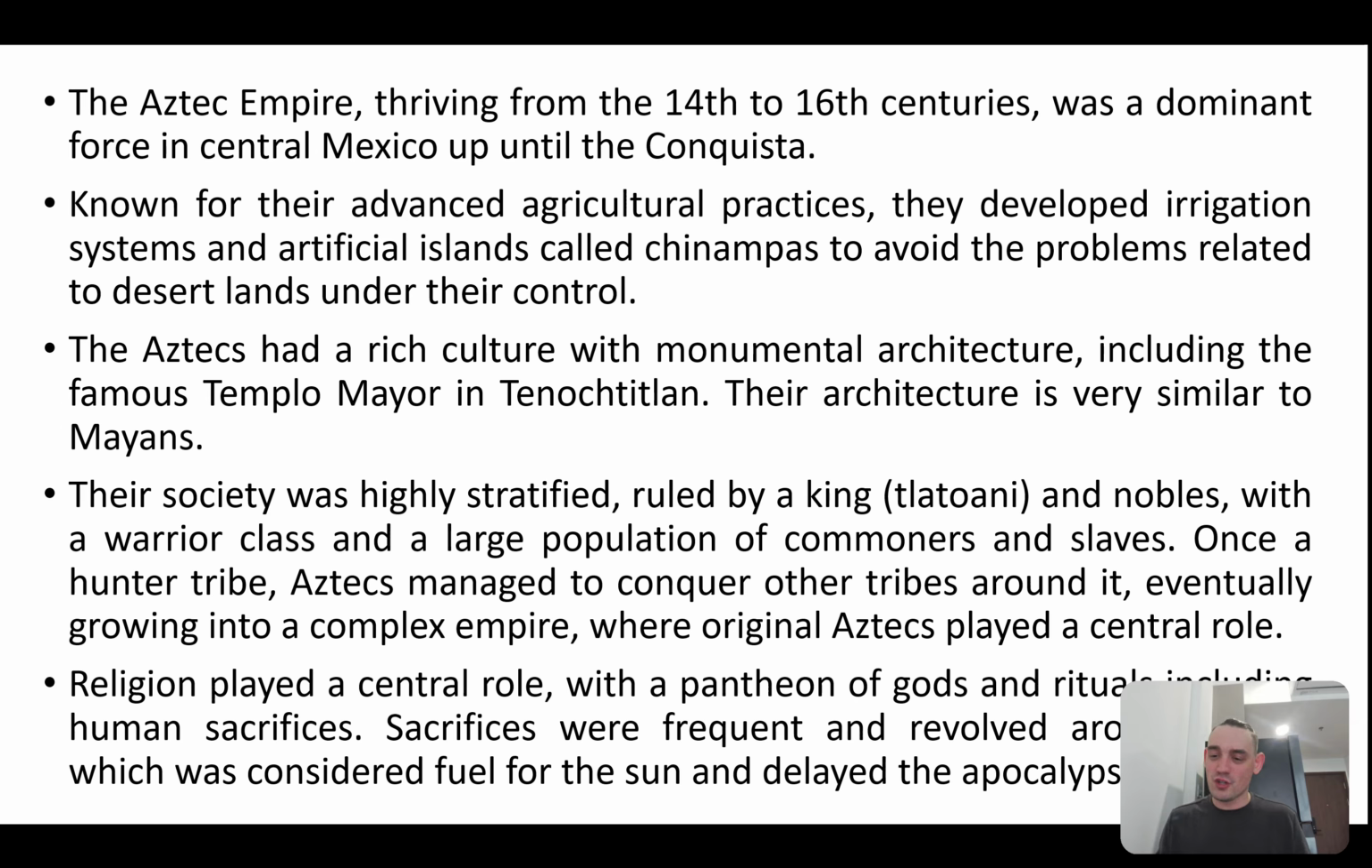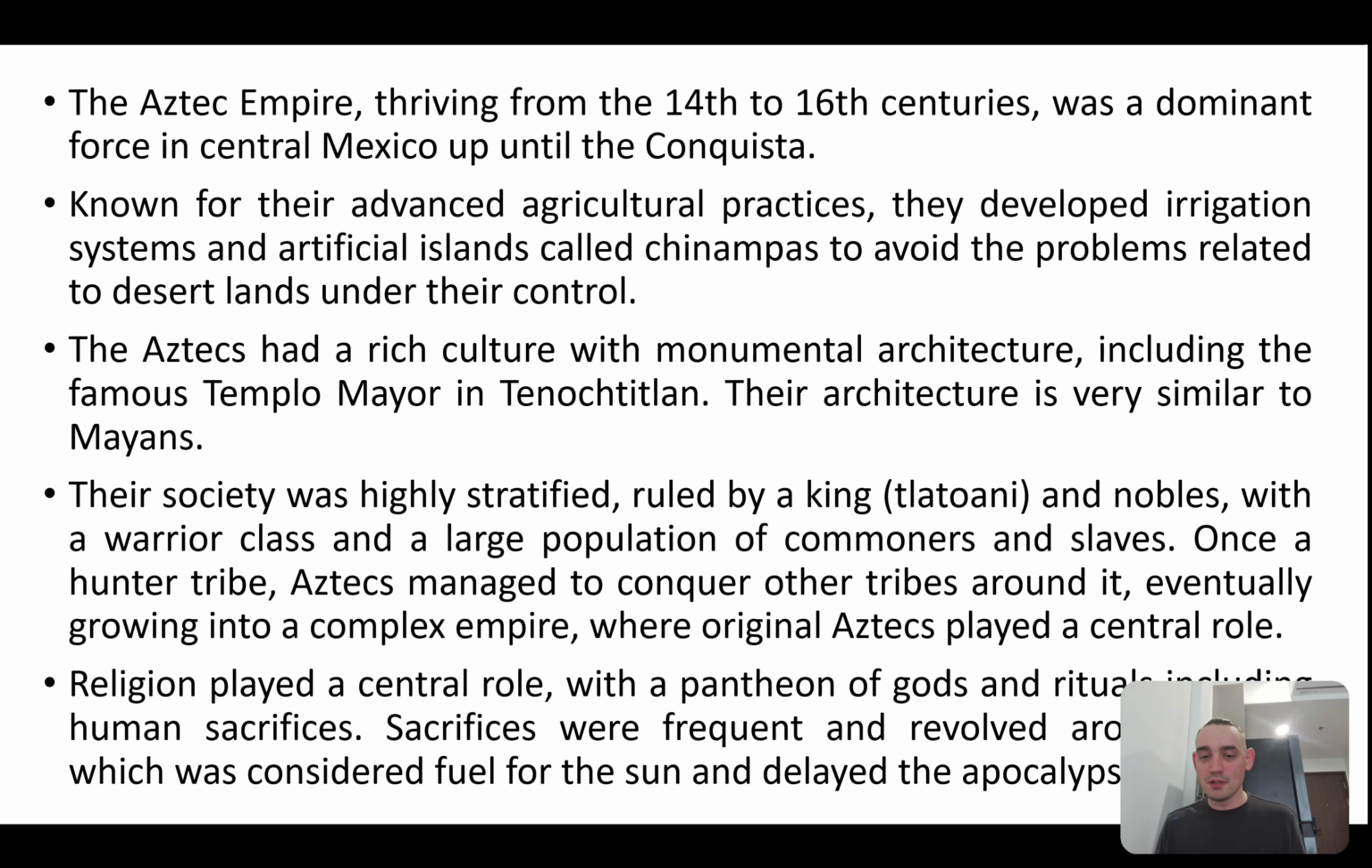And it wasn't just living areas that were floating on the lake. Also agricultural, these chinampas, right? These agricultural small artificial islands that served to produce food. They had a rich culture of monumental architecture, including the famous Templo Mayor at Tenochtitlan. Tenochtitlan is their capital. And Templo Mayor is considered to be one of the wonders of the world, really. If you played Civilization, guys, you know that's the one, right? It is literally a huge temple, the main temple.